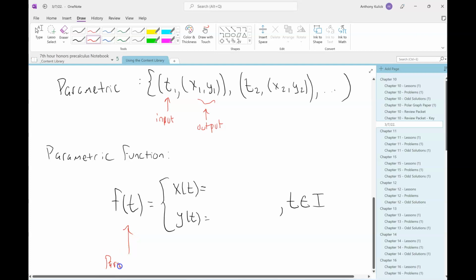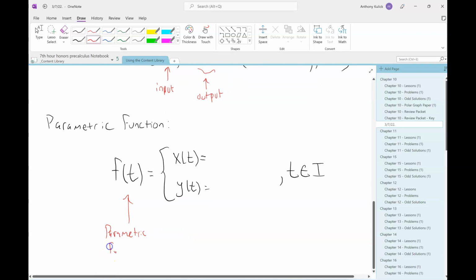So just as vocab, f of t is our parametric function. x of t and y of t are parametric equations. Our t is our parameter. And the I is our parameter interval.